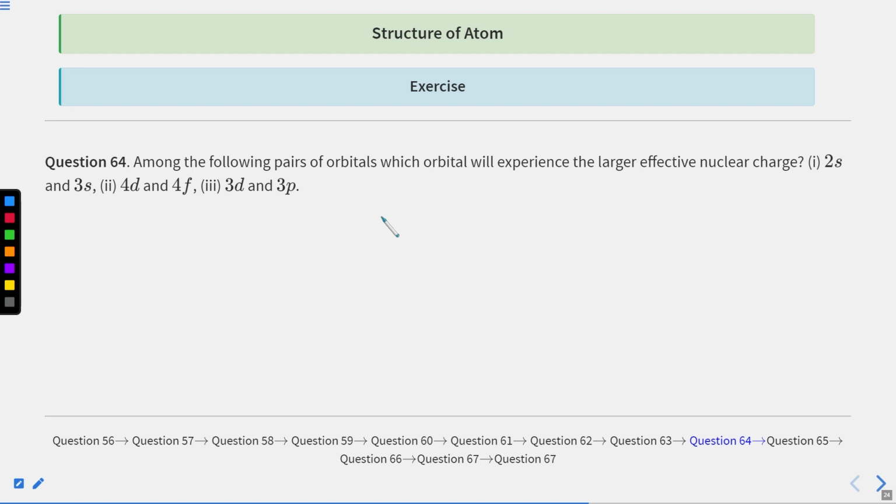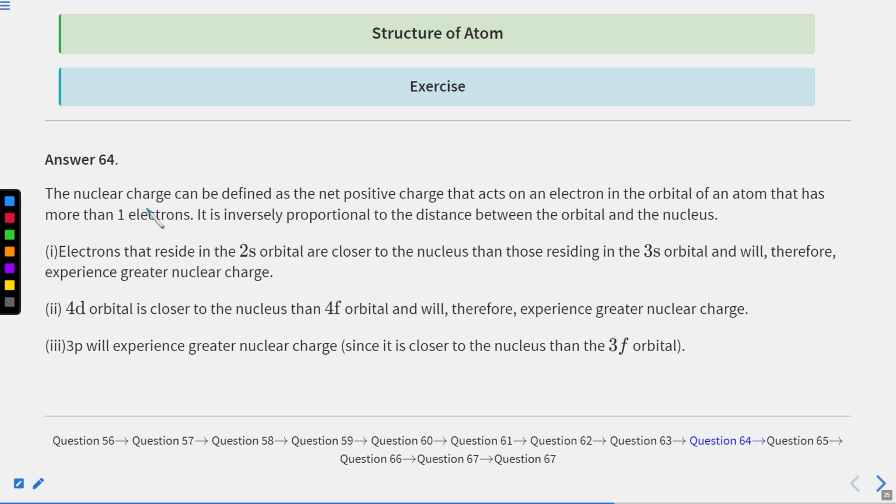Among the following pairs of orbitals, which will experience the larger effective nuclear charge? So 2s and 3s. Which will experience it? The one with the smaller value of n will experience the greater effective nuclear charge. So in this case, 2s will experience it. Now what about 4d and 4f? They both have the same value of n. So now we compare the value of L. The one with the least value of L will experience a greater effective nuclear charge. So this one will experience greater effective nuclear charge. Similarly, 3p will experience a greater effective nuclear charge.